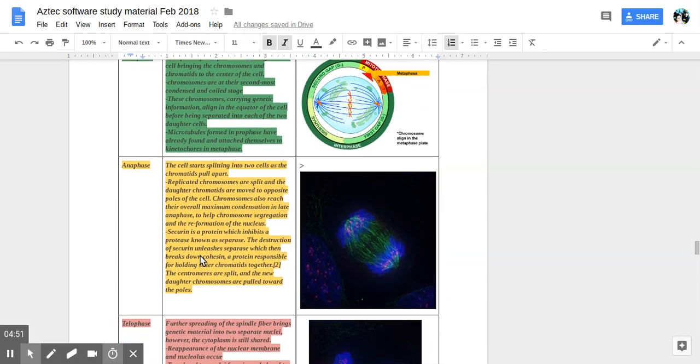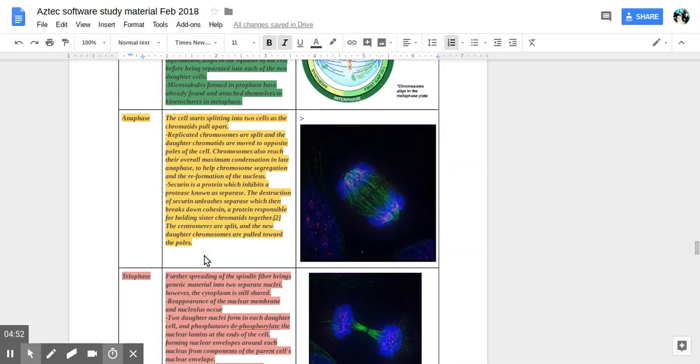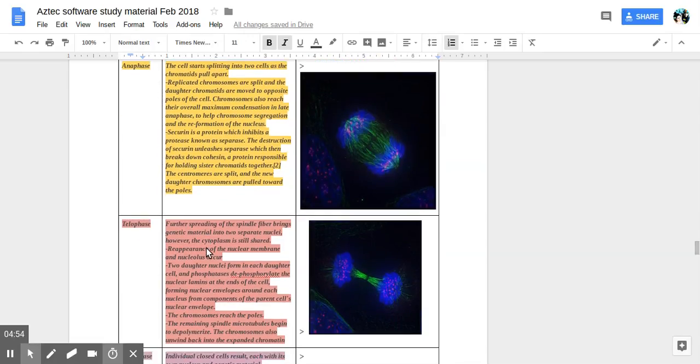Then in telophase, which is the final stage of division, further spreading of the spindle fiber brings genetic material into two separate nuclei. However, the cytoplasm is still shared. Reappearance of the nuclear membrane and nucleolus occur. Two daughter nuclei form in each daughter cell.